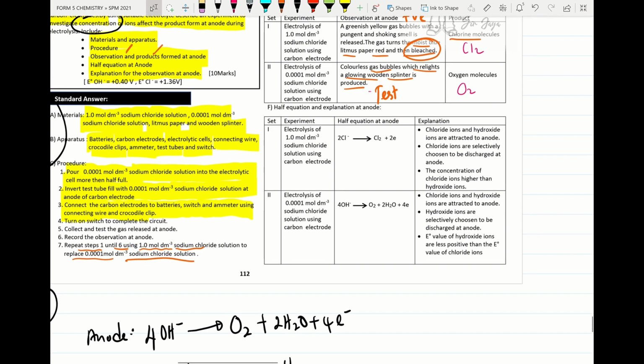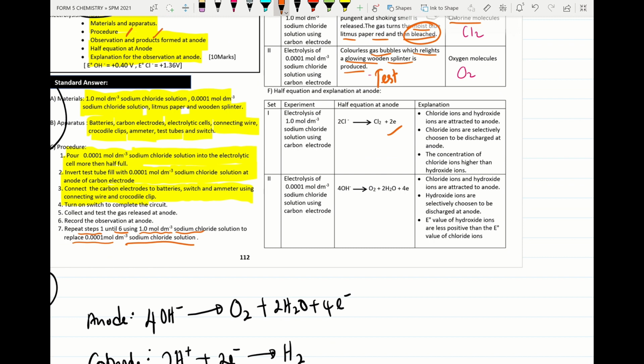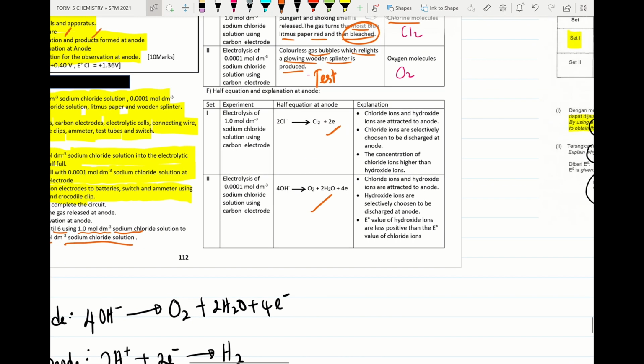And the half equation at the anode, I already did just now. So we do it like this: half equation at the anode for set 1 and set 2. Explanation: how to explain? I already did the explanation here. Chloride ion and hydroxide ion. Please remember the anode is the positive terminal. So chloride ion and hydroxide ion are attracted. Please write down the first point: chloride ions and hydroxide ions are attracted to the anode.